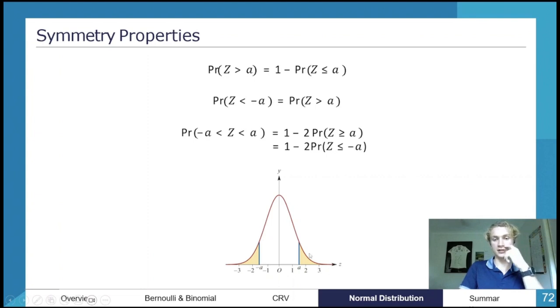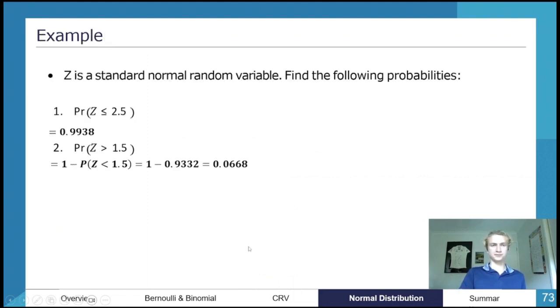We've got these two shaded sections, and these two shaded sections actually have the same probability. And then the probability between -A and +A is 1 minus 2 times the probability of Z being less than or equal to A, because there's two of these shaded sections essentially.